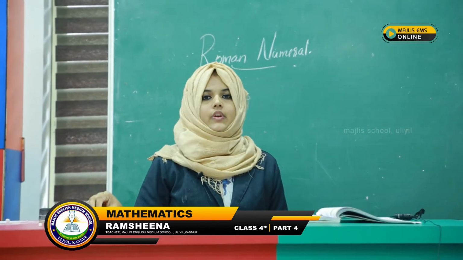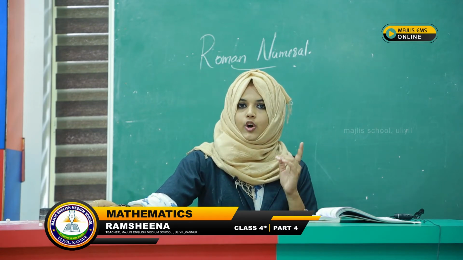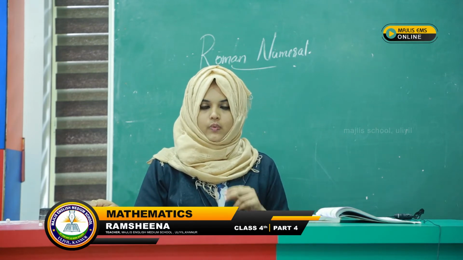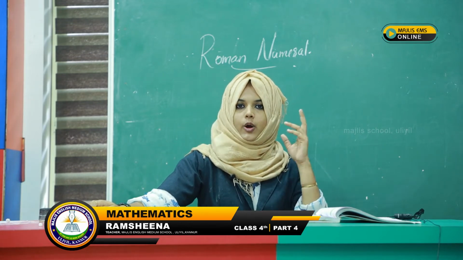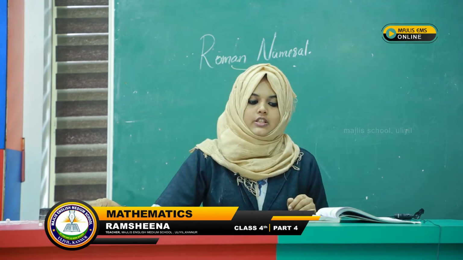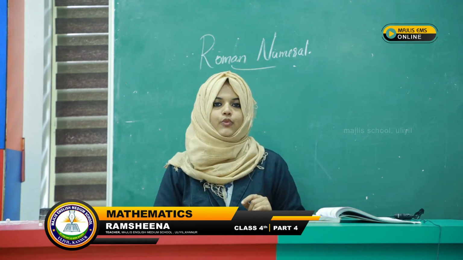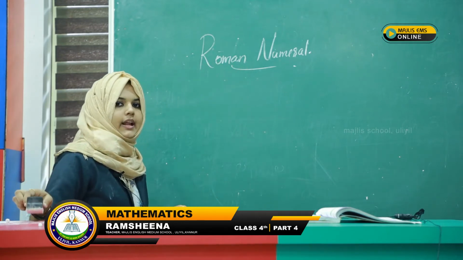We already heard Roman numerals were developed by the Romans many years ago. Then, the Romans used only 7 symbols to form numbers.